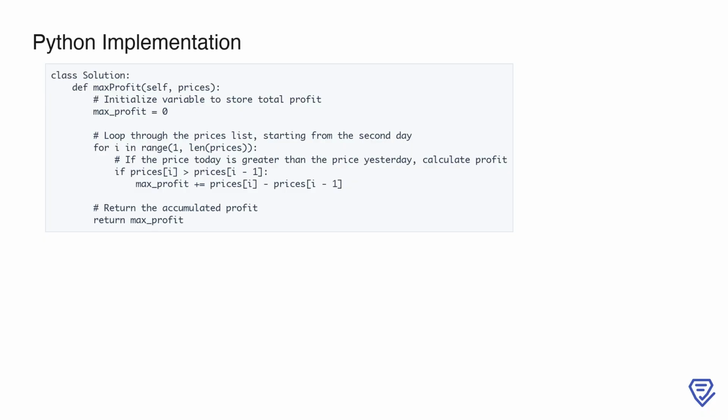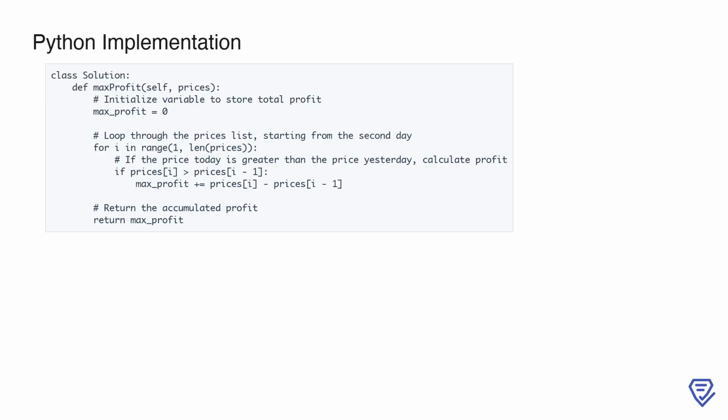3. Profit calculation. On each iteration, we check if the current day's price, prices[i], is higher than the previous day's price, prices[i-1]. If it is, we calculate the profit from buying at the previous day's price and selling at the current day's price. This profit is added to max_profit. 4. No transaction on price drops. If the price drops or remains the same on a particular day, we skip that day since no profitable transaction can be made. 5. Return the result. After completing the loop, the total max_profit accumulated over all profitable transactions is returned as the result.